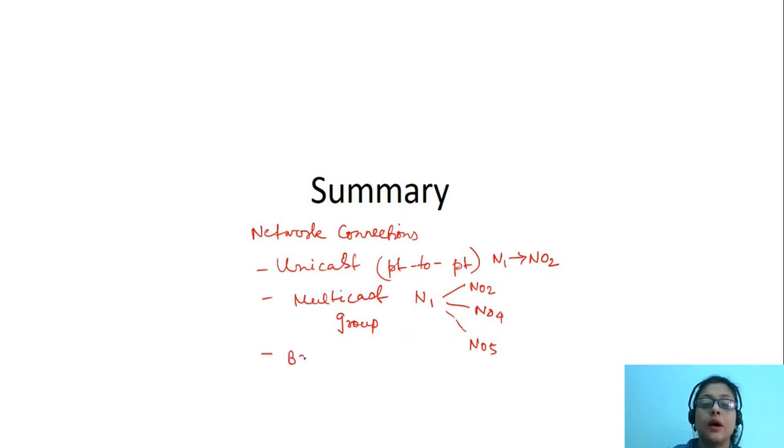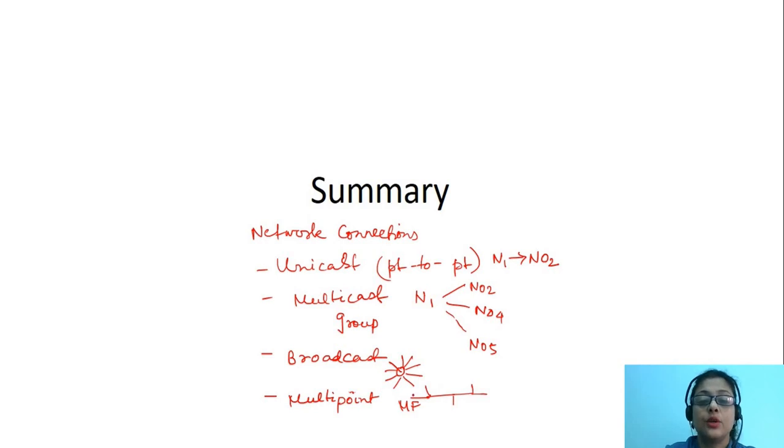Then we have learned about broadcast address, where there is a central node to which all the other nodes are connected and they receive the data. And last, we have learned about multipoint connection, where from a single mainframe, with the help of various tapping points, many nodes are connected with the help of a single bus.